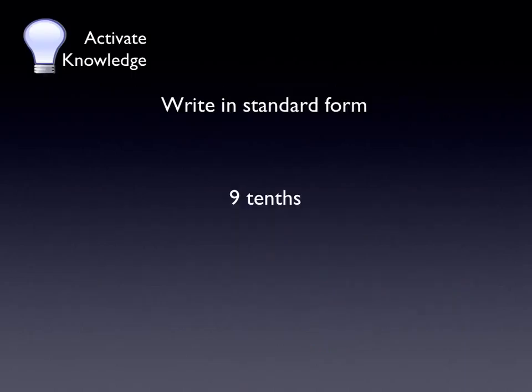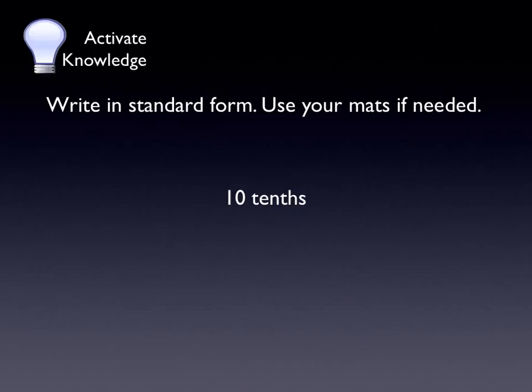All right, so let's do a little review of writing units as decimals. If we have 9/10, we're going to write that with a decimal point and a 9. Standard form 10/10 is actually going to be 1 whole. 20/10 is going to be 2 wholes. 9/100 is going to look like this.